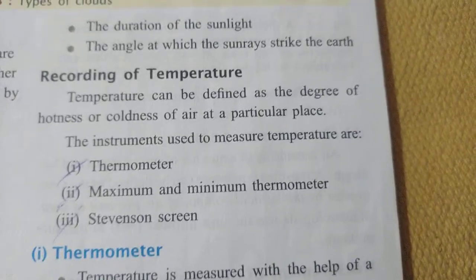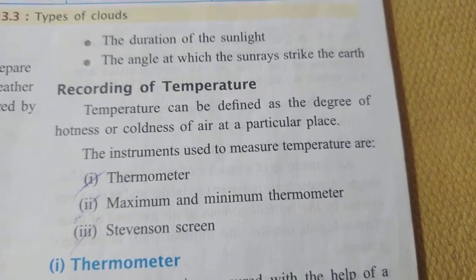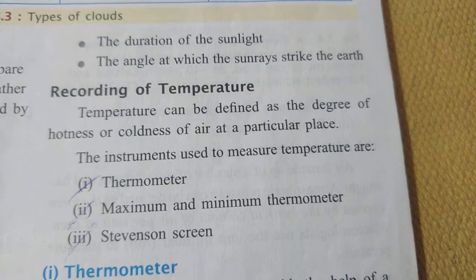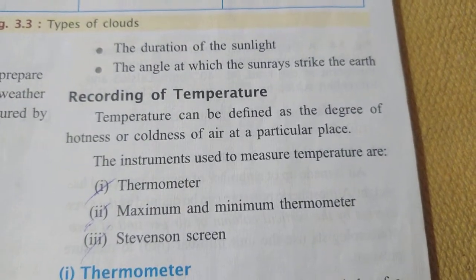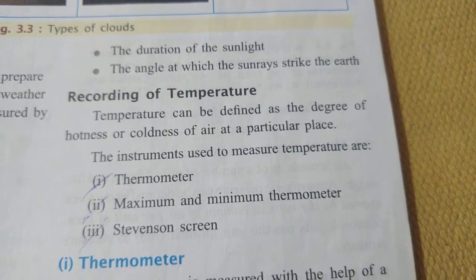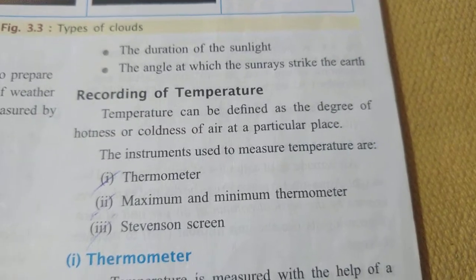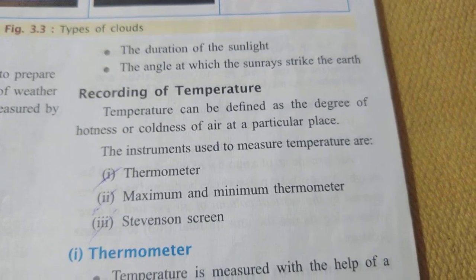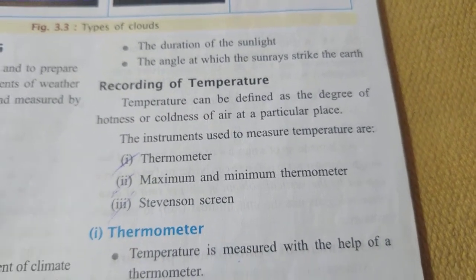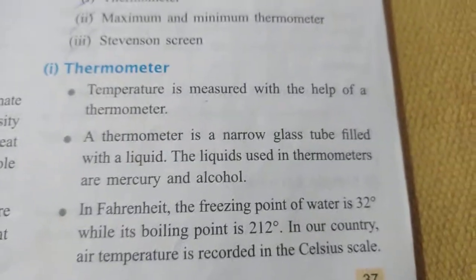Recordings of temperature. Temperature can be defined as the degree of hotness or coolness of air at a particular place. So what are the instruments used to measure temperature? They are: 1. Thermometer, 2. Maximum and minimum thermometer, 3. Stevenson's screen. First of all, thermometer.